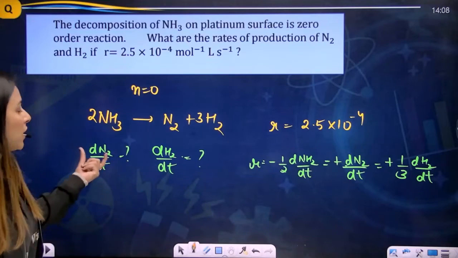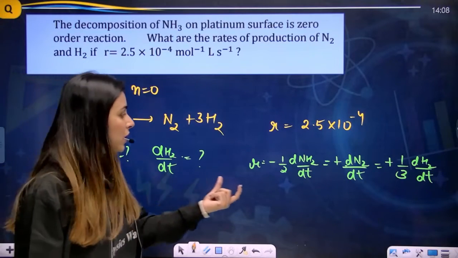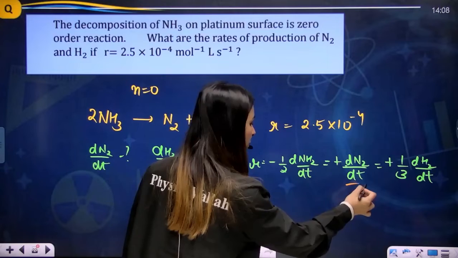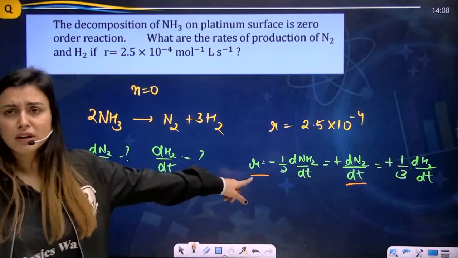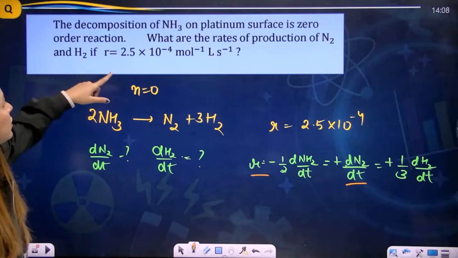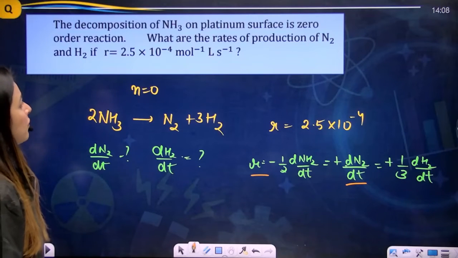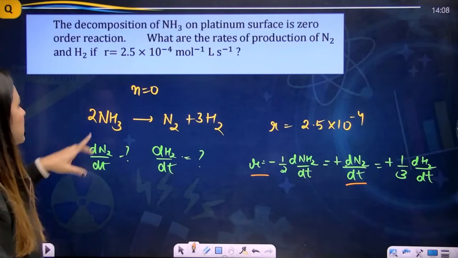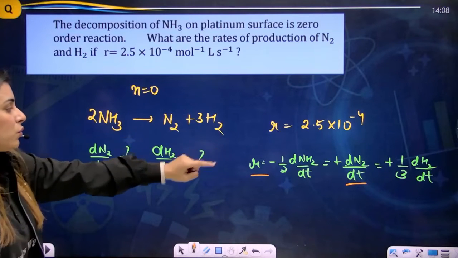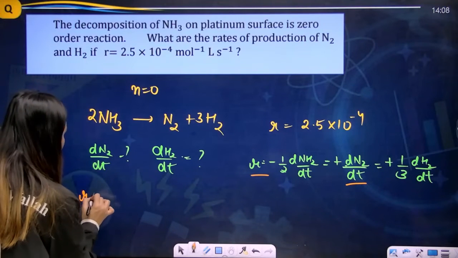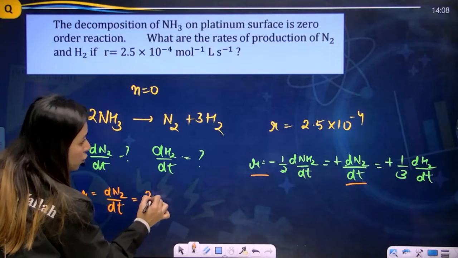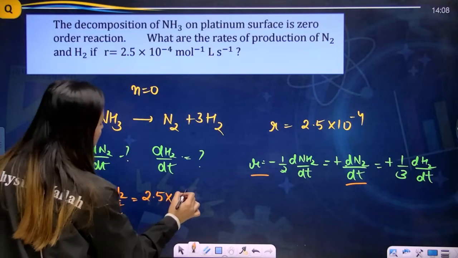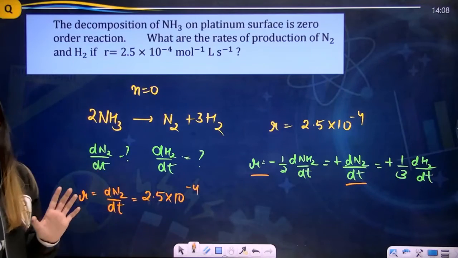Now you have to calculate d[N2] by dt. This means you will use this expression, because you are given the rate, the R value, for the production of N2 and H2. You can say that R is equal to d[N2] by dt. So the value would be 2.5 into 10 raised to the power minus 4. So this is the correct answer.